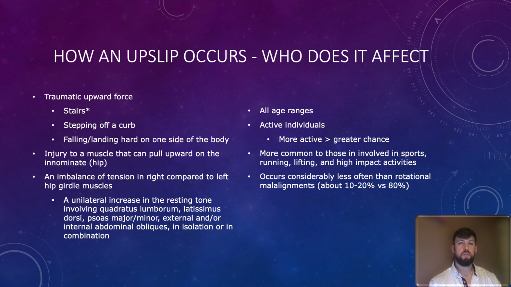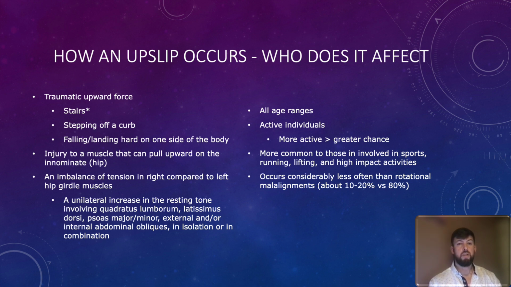An upslip can occur for several different reasons. Traumatic upward forces such as stairs, stepping off a curb, or falling or landing hard on one side of the body. An injury to a muscle or muscle groups that pull upward on the innominate or hip bone, or an imbalance of tension in one side of the hip girdle muscles versus the other. 90% of upslips occur from some form of impact. Stairs are the most common traumatic cause, and quadratus lumborum spasm is the most common non-traumatic cause.